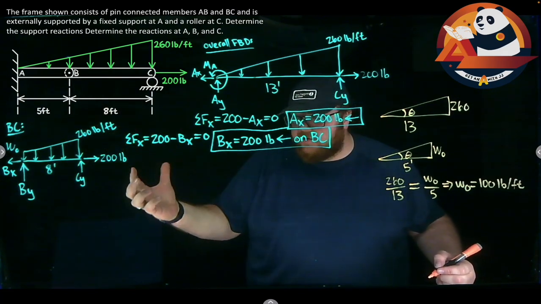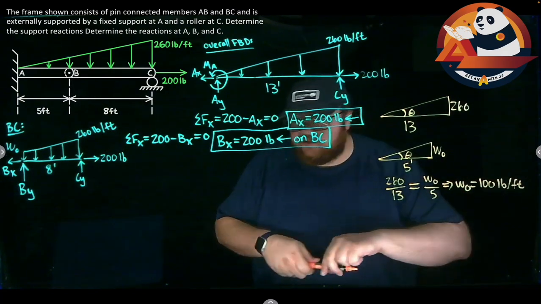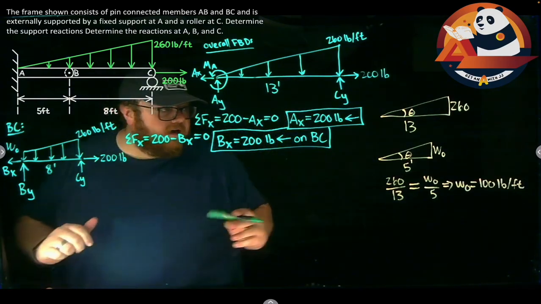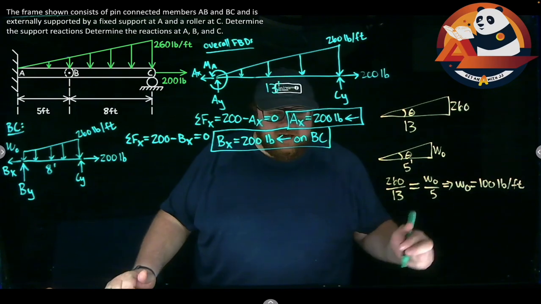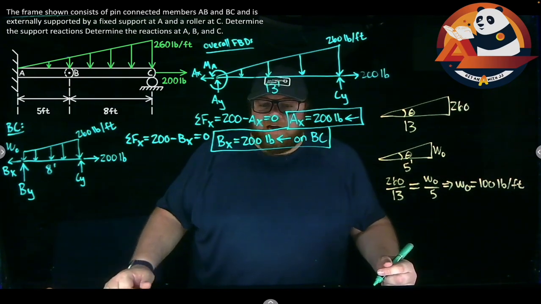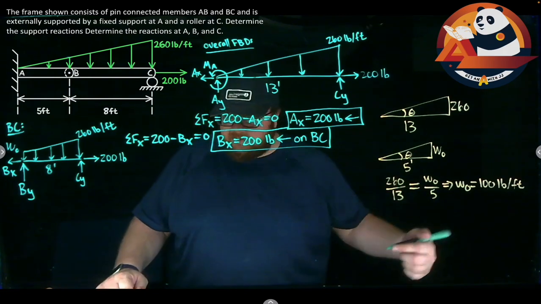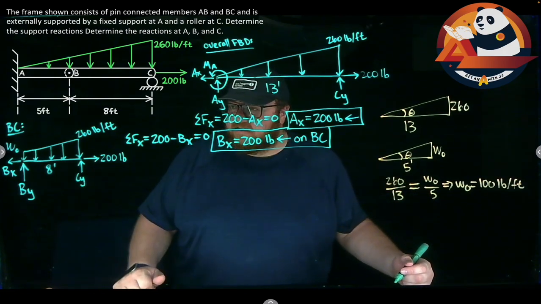Or if I drew member AB, it would give me W0 at the very end of the trapezoid, or at the end of a triangle in there, which is where we're going to go right after this. But just using proportional triangles, that becomes a really important thing. It will show up even in professional engineering practice. Using proportional triangles makes things a lot easier for us.